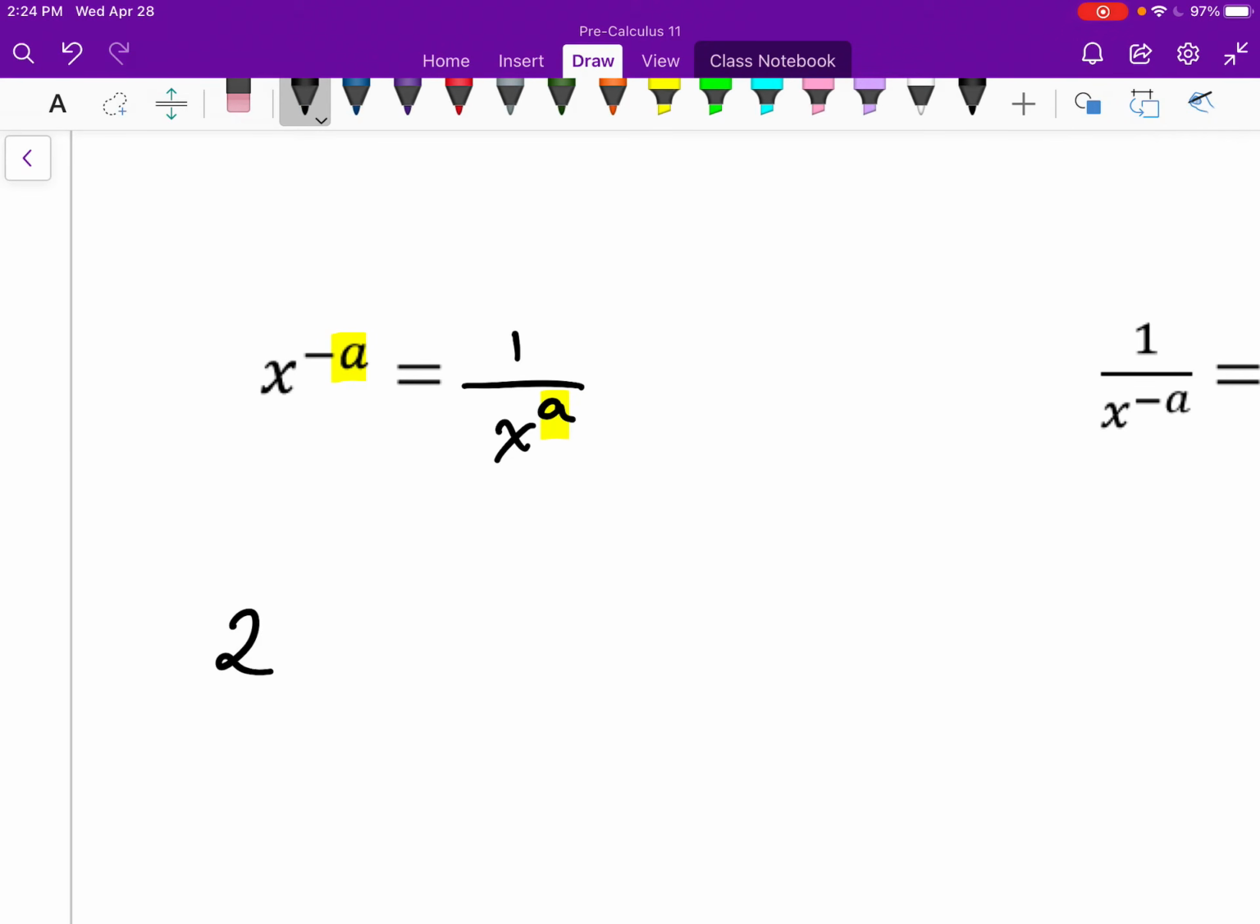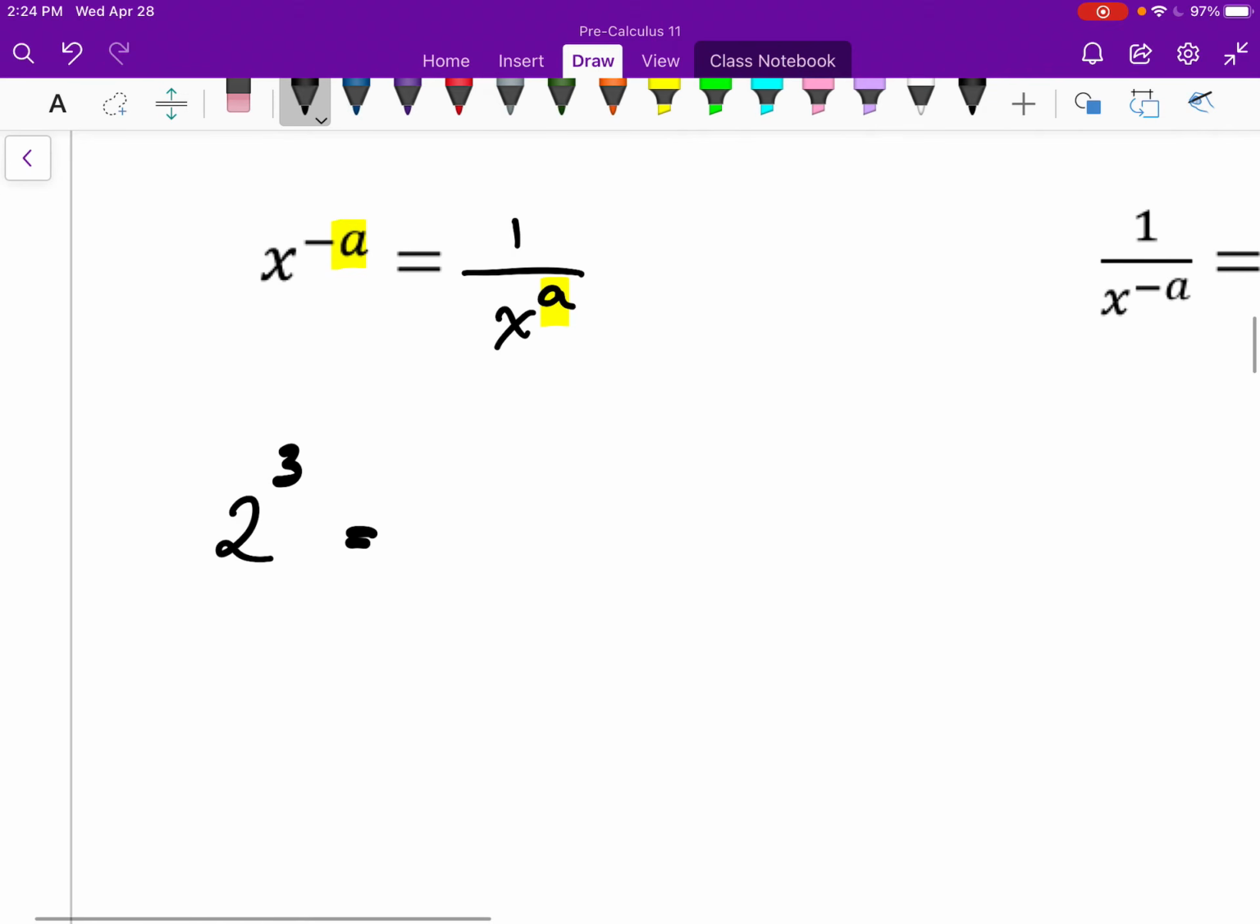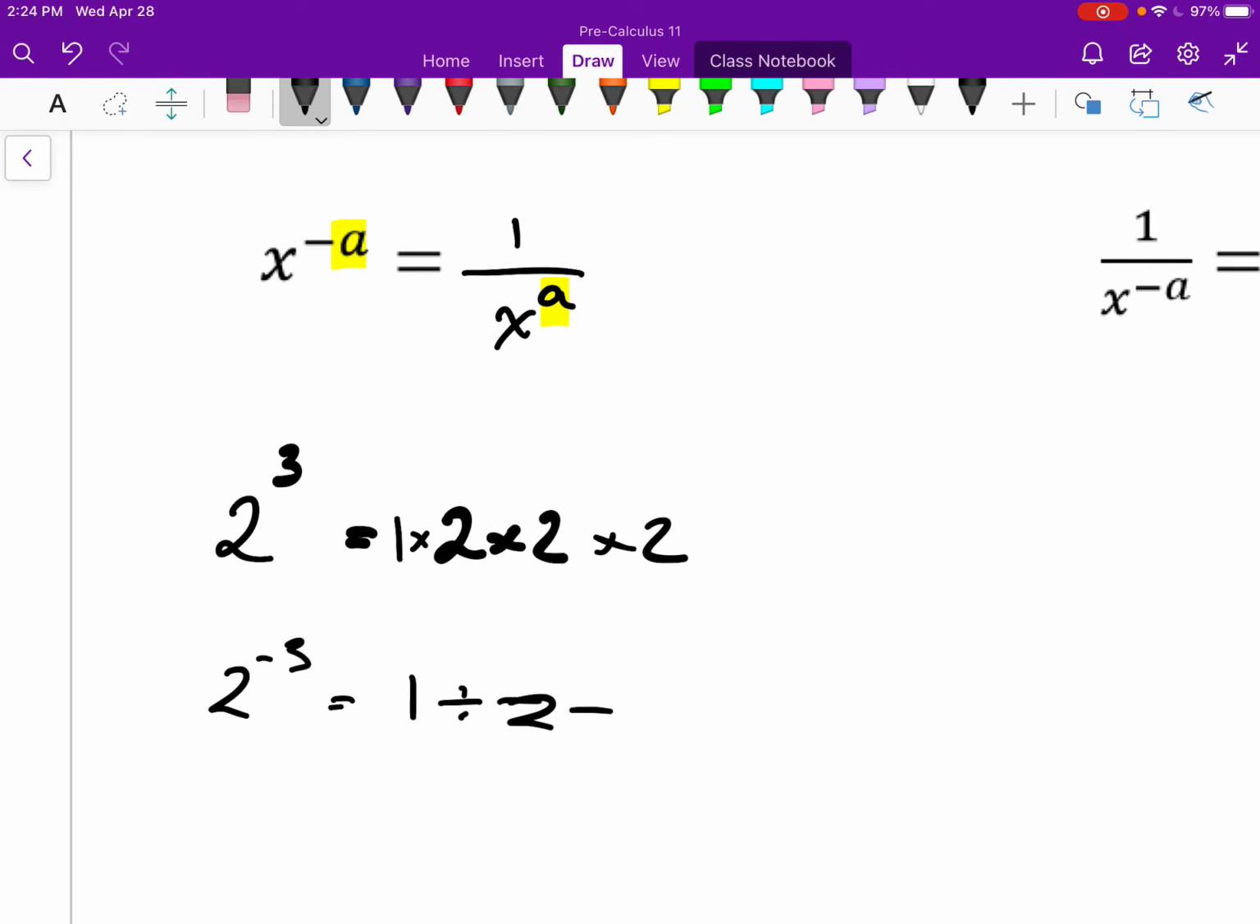So again, if we have like 2 to the negative 3, well, maybe I'll go back to this. If we have 2 to the positive 3, you can think of that, if you want, as 2 times 2 times 2. And if you want, you can put a 1 in the front. 1's like our coefficient. It doesn't make a difference in this case. If we have 2 to the negative 3, you can think of it as 1 divided by 2 divided by 2 divided by 2. And dividing by 2 3 times is the same as dividing by 2 to the power of 3.